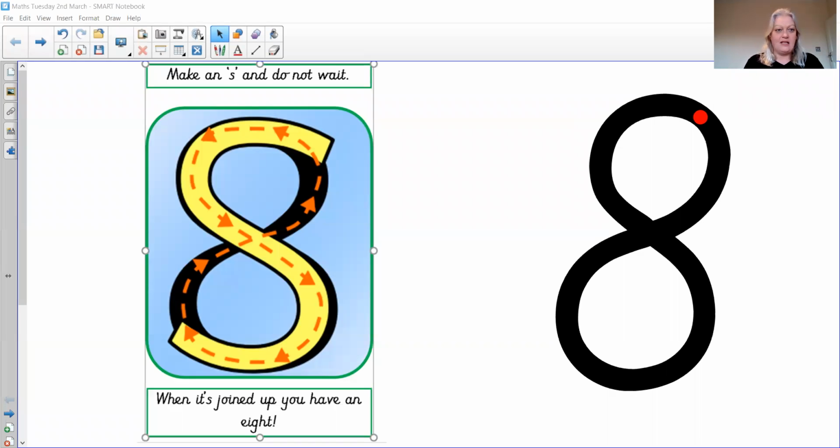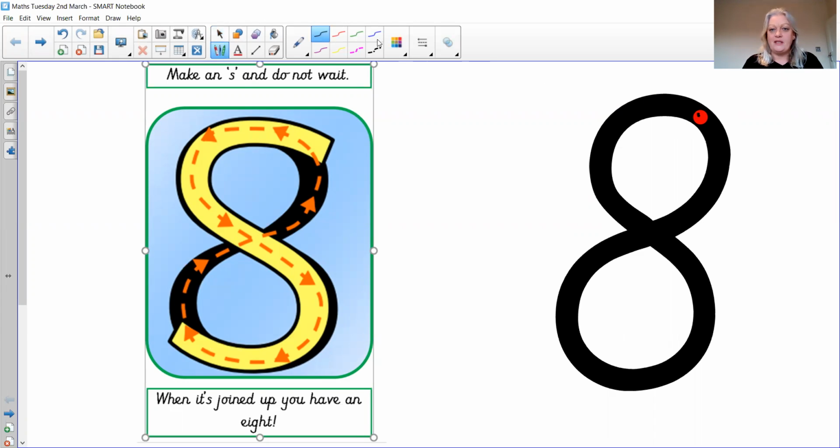So, have you got your pens and paper ready to practice our number formation? And today we're going to be forming the number 8. And the little rhyme that goes with that is make an S and do not wait. When it's joined up, you have an 8.